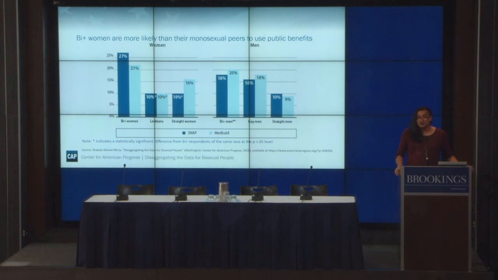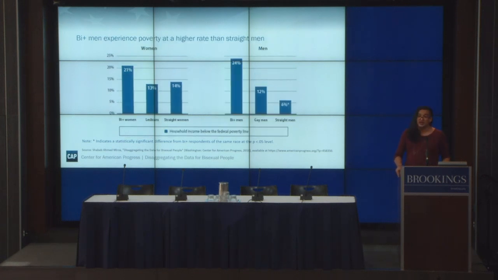What does this mean in terms of how other things we know about their behavior? We know that they're more likely to use public benefits. There's been previous research on the propensity to use SNAP or food stamps, and that tracks in our current research as well. We know that bi plus folks experience poverty at higher rates as well. One of the findings that was most interesting to our reporters was that bi plus men are 4 times more likely to be living in poverty than straight men.